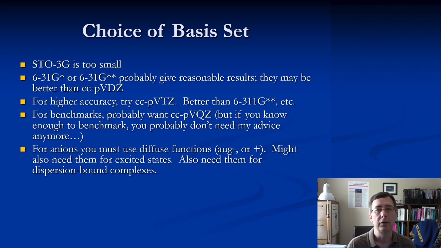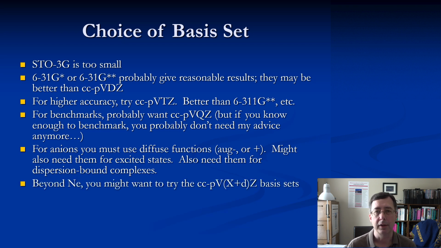Don't forget, if I want to do calculations on anions, then I really need those diffuse functions denoted by AUG if it's a Dunning correlation consistent basis set, or by a plus symbol if I'm doing the Pople basis sets. I'll need diffuse functions for excited states as well, especially if they have a Rydberg character to them, which would be a lot of excited states. Or if I had dispersion-bound complexes like a methane dimer or something, I would need diffuse functions.